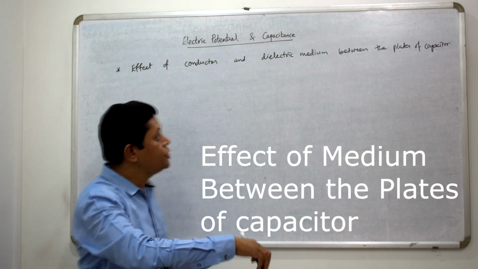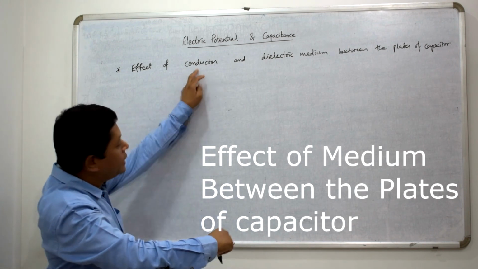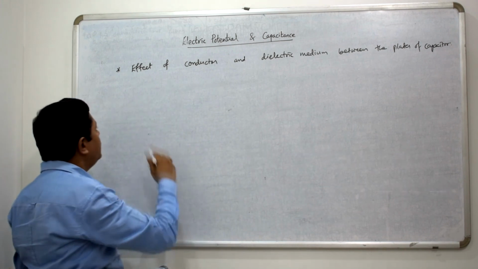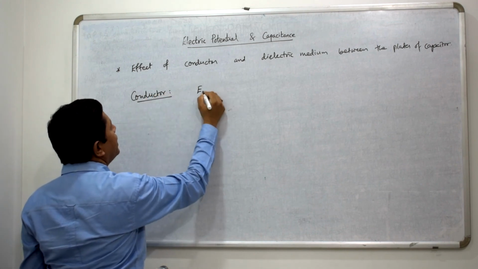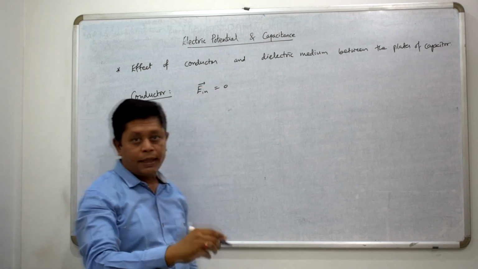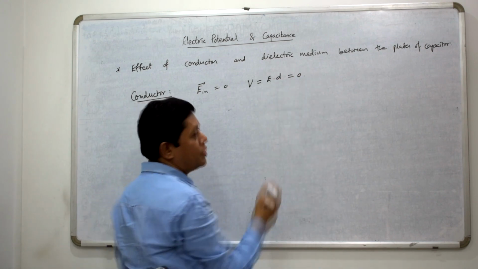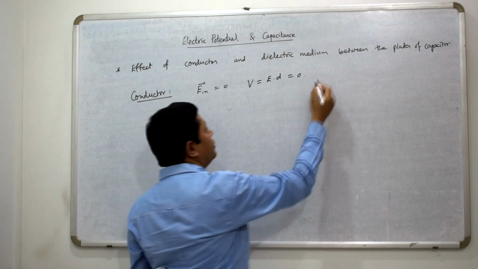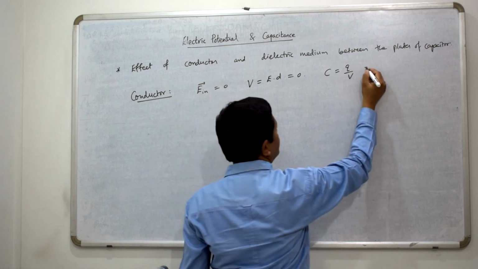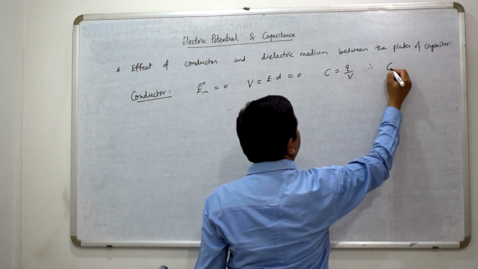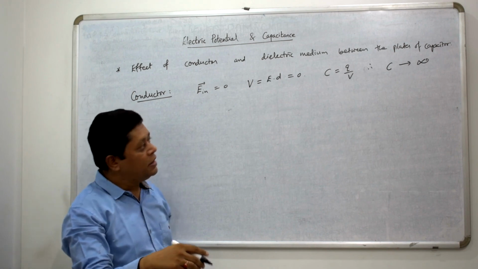Another factor on which capacitance of capacitor depends is the medium between the two plates of capacitor. If you put a conductor between the two plates of a capacitor, you know that electric field inside the conductor is zero. E inside is 0. Because electric field is 0, potential difference V is equal to E into D, which will also be 0. And if potential difference is 0, we know that capacitance C is equal to Q by V, so capacitance goes to infinity. That's why capacitance of a capacitor with a conductor between the two plates goes to infinity.